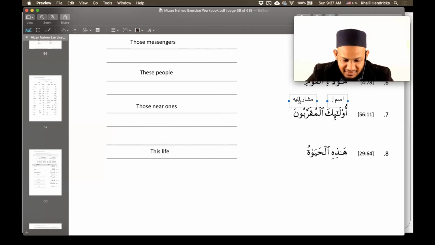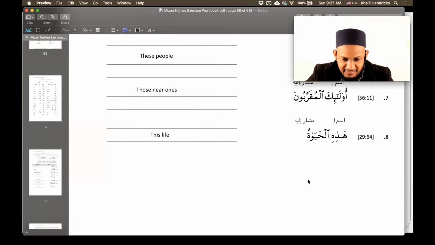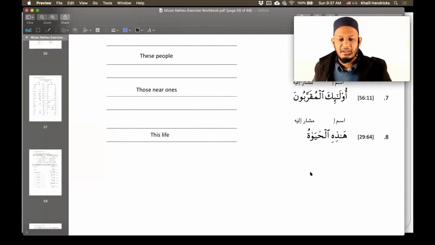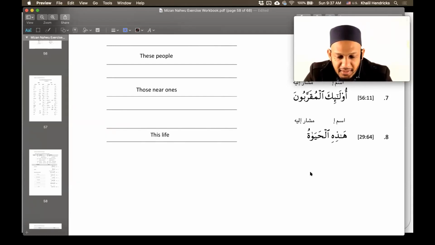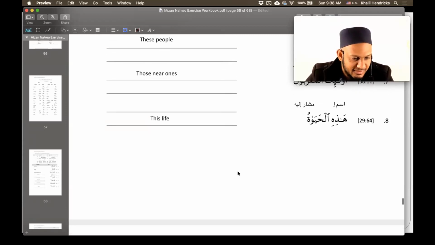And the two labels? Ismul Isharah would be the hadihi, and then the life would be musharun ilay. How do we know life is feminine? We know that it's a noun because it's got the al in front. And how do we know that hayat is feminine? Because of the ta marbuta at the end. Okay, perfect. So hayat is feminine with ta marbuta, therefore we refer to it as hadihi, not hada. Hadi al-hayat, this life, ismul ishara and musharun ilay. Okay, shukran, perfect.